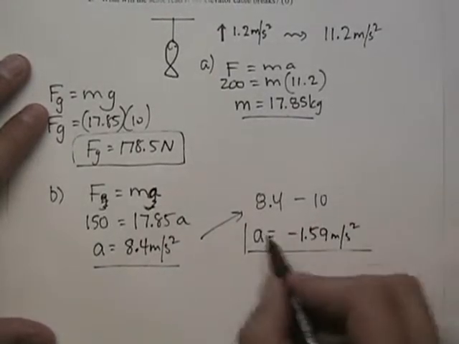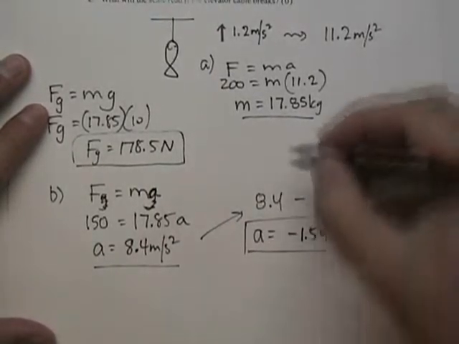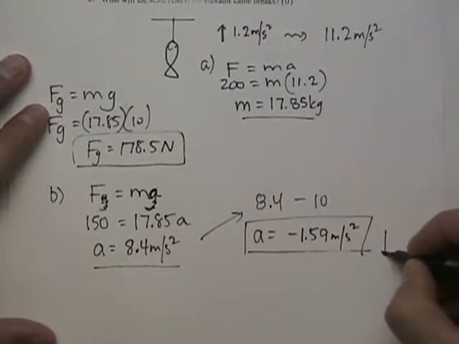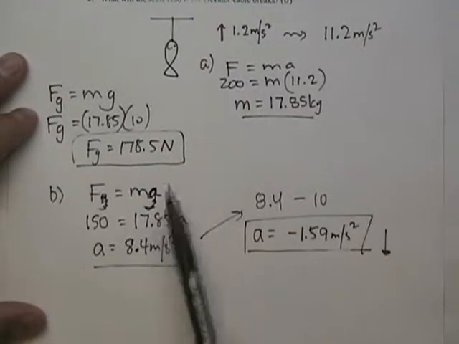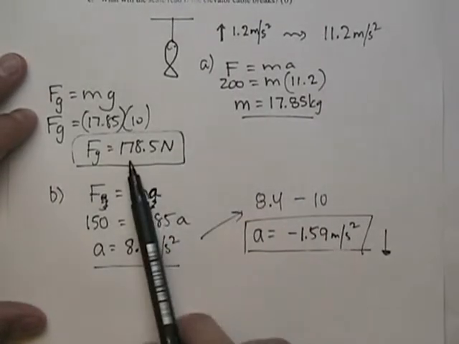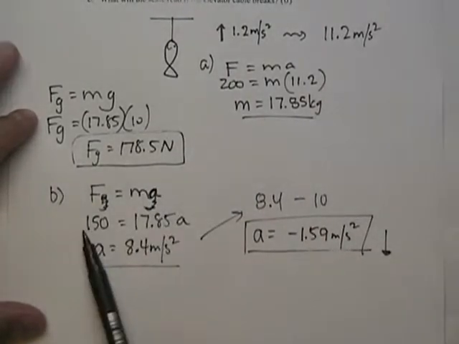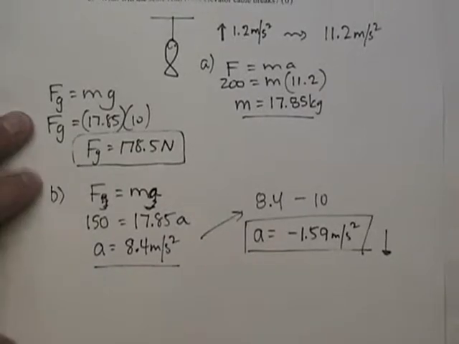That means that instead of the elevator going up, you're actually going downward. Okay, so you're actually going down, so it should be reading a little bit less than the actual true 178 newtons. It's reading 150 because it's falling.